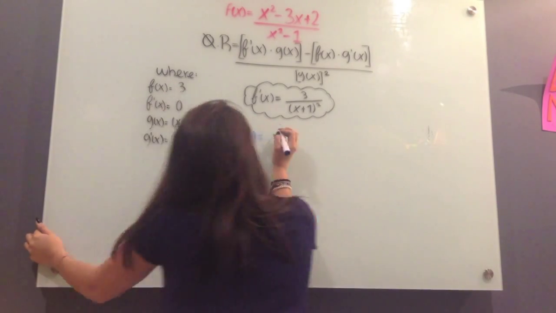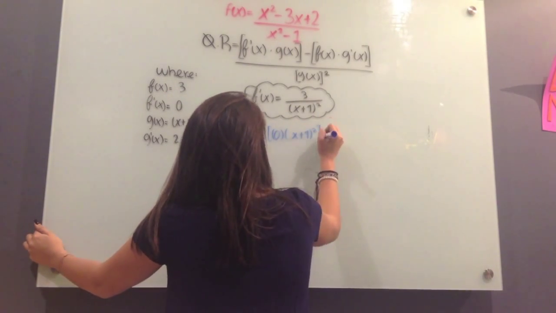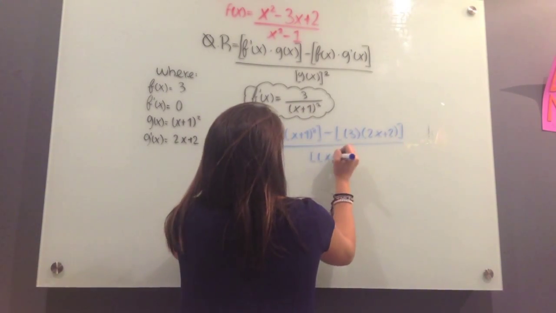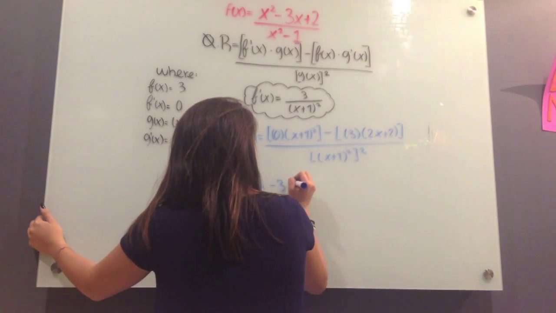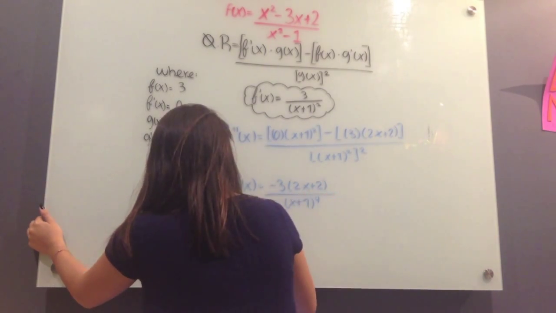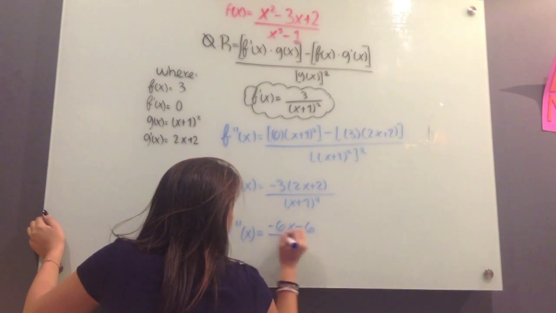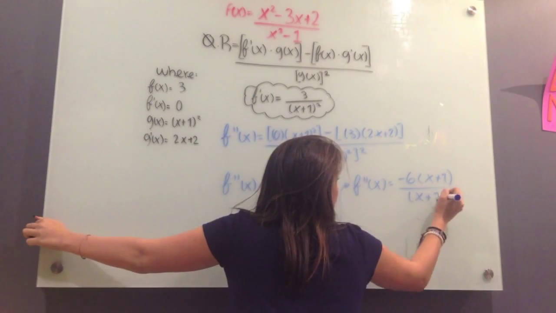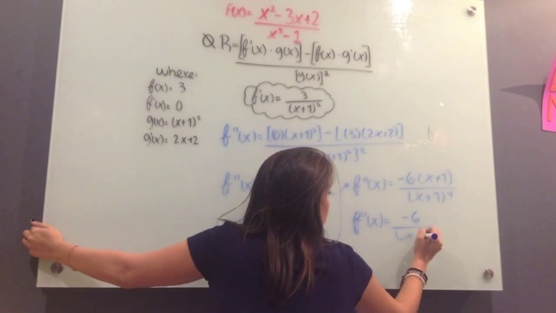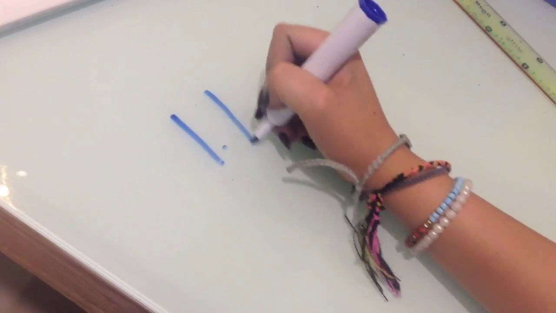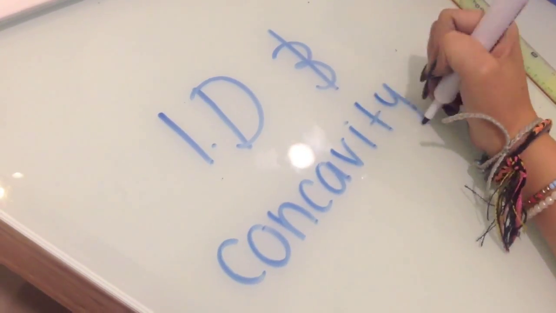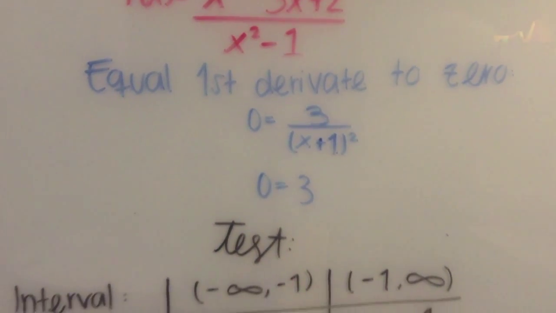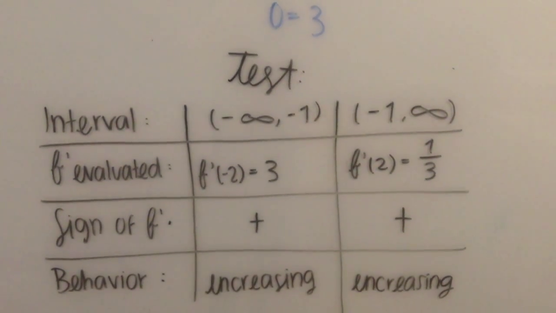To get the second derivative, we also use the quotient rule. And the result was -6 over (x plus 1) to the 3. Now to do the ID and the concavity test. For the ID test, we need to set the first derivative equal to 0 to see if there's any critical point.